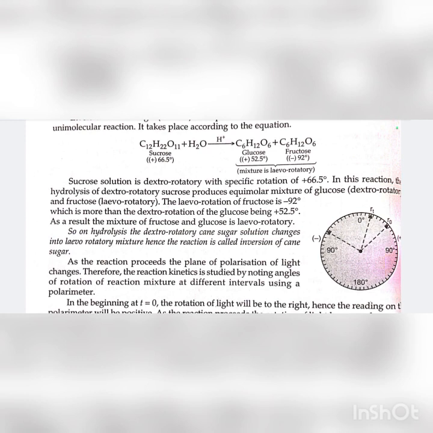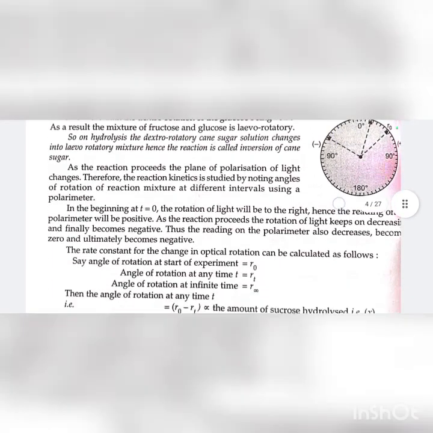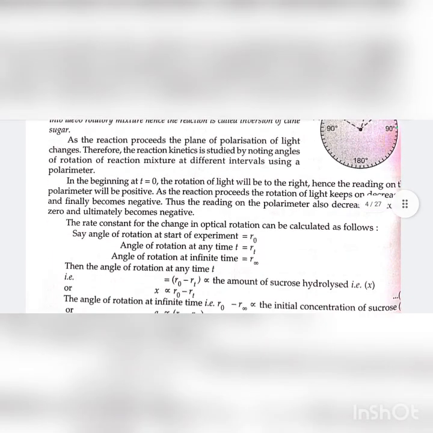As a result, the mixture of fructose and glucose is levorotatory. So on hydrolysis, the dextrorotatory cane sugar solution changes into a levorotatory mixture. Hence, the reaction is called the inversion of cane sugar. As the reaction proceeds, the plane of polarization of light changes. Therefore, the reaction kinetics is studied by noting angles of rotation of the reaction mixture at different intervals using a polarimeter.